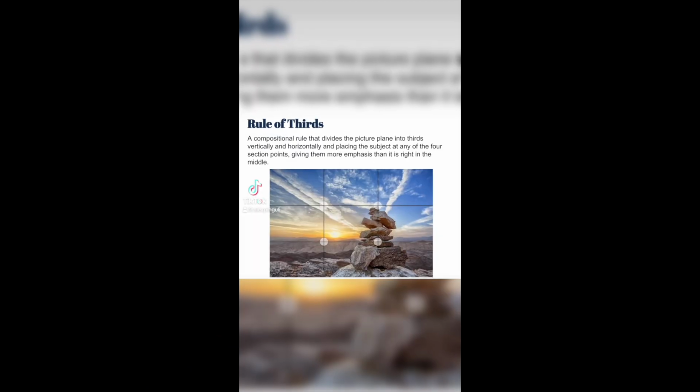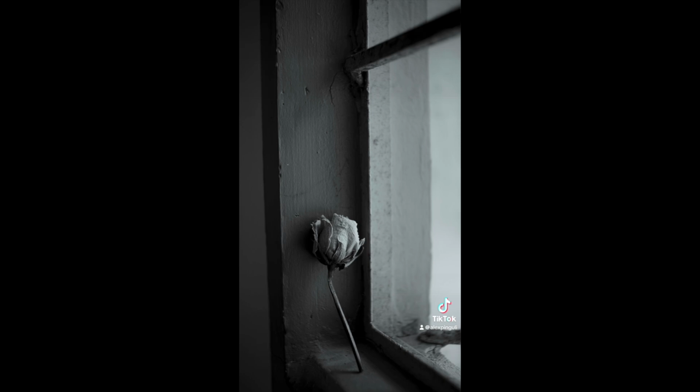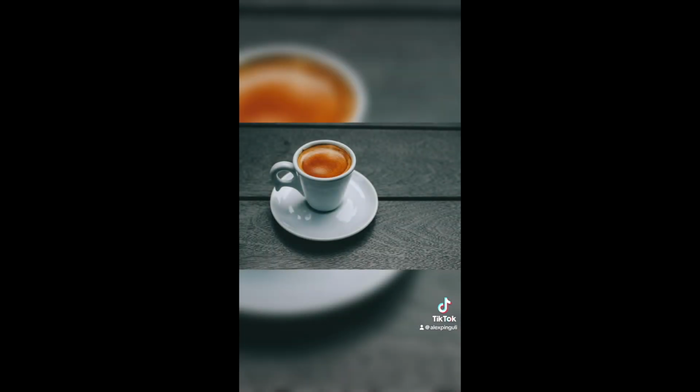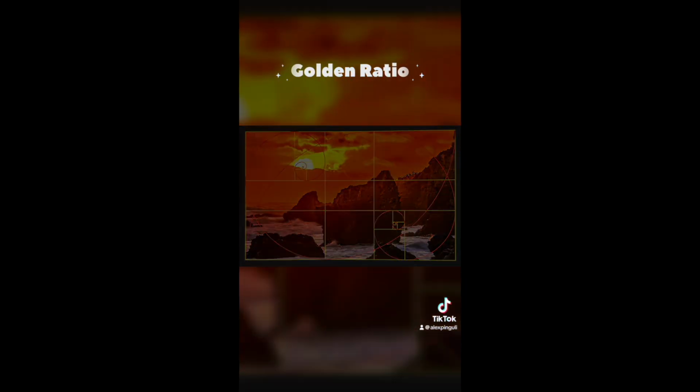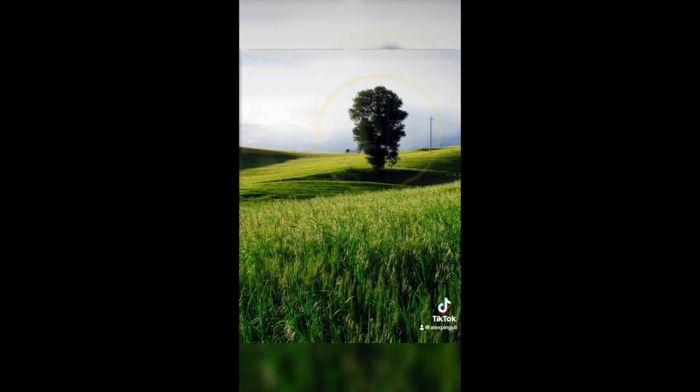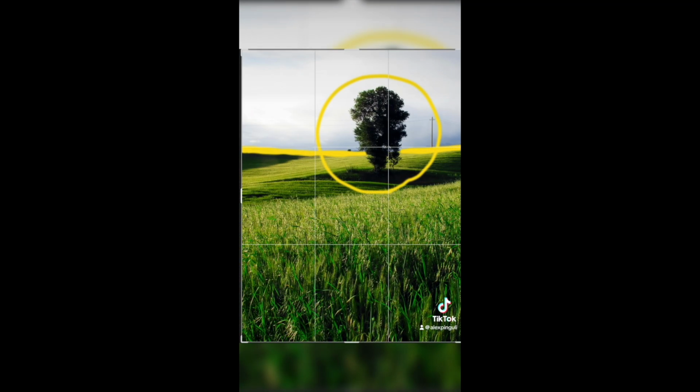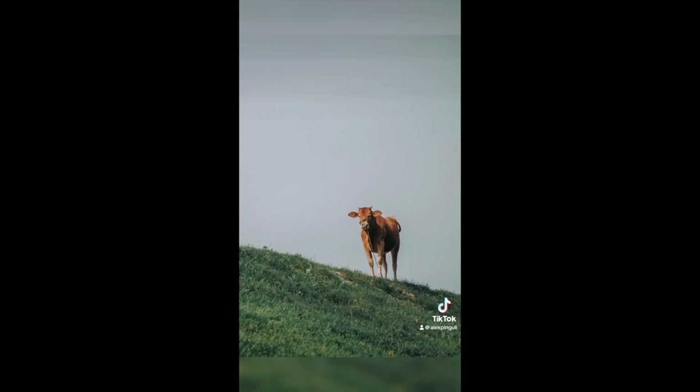Here is a quick way to improve your photos. Apply compositional rules like the rule of thirds. Nothing will have a bigger impact on your photos than this rule. Originally an adaptation of the golden ratio, rule of thirds divides your picture into thirds both horizontally and vertically. Here's why this is important.